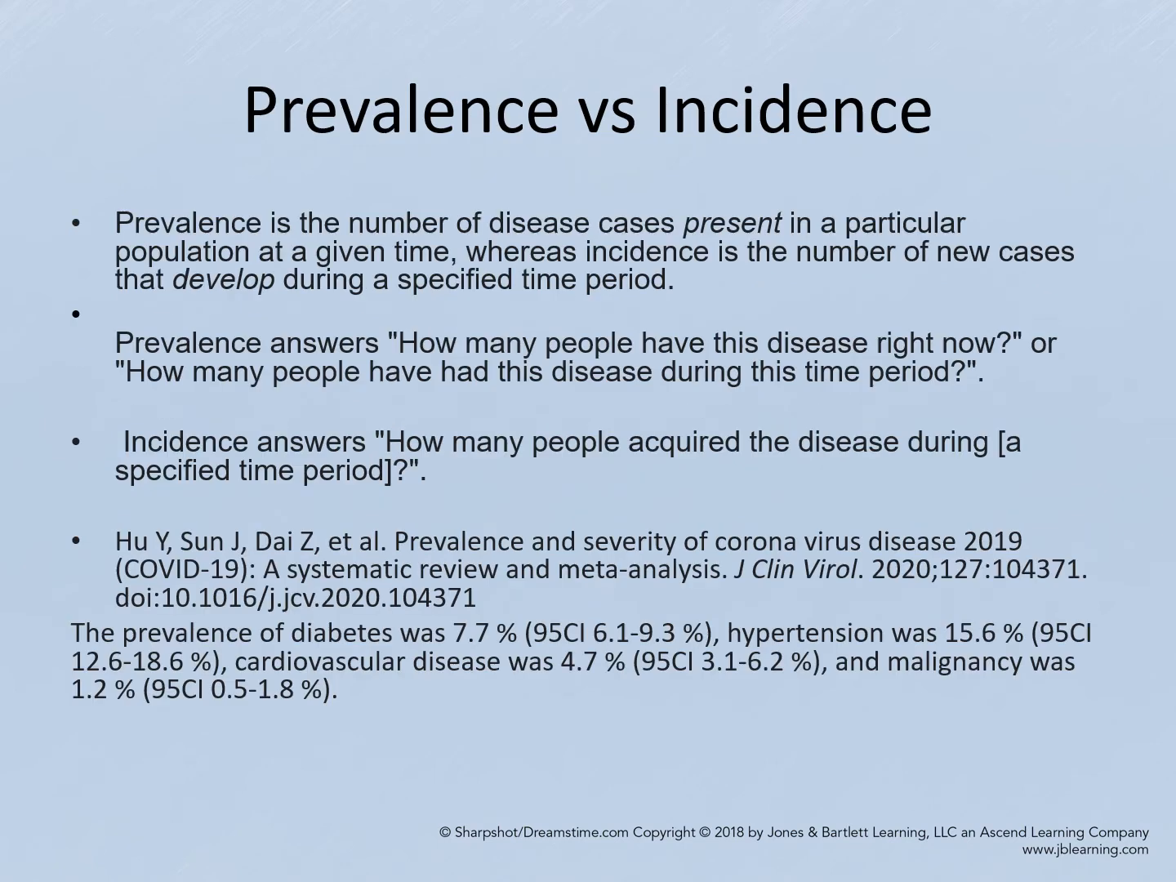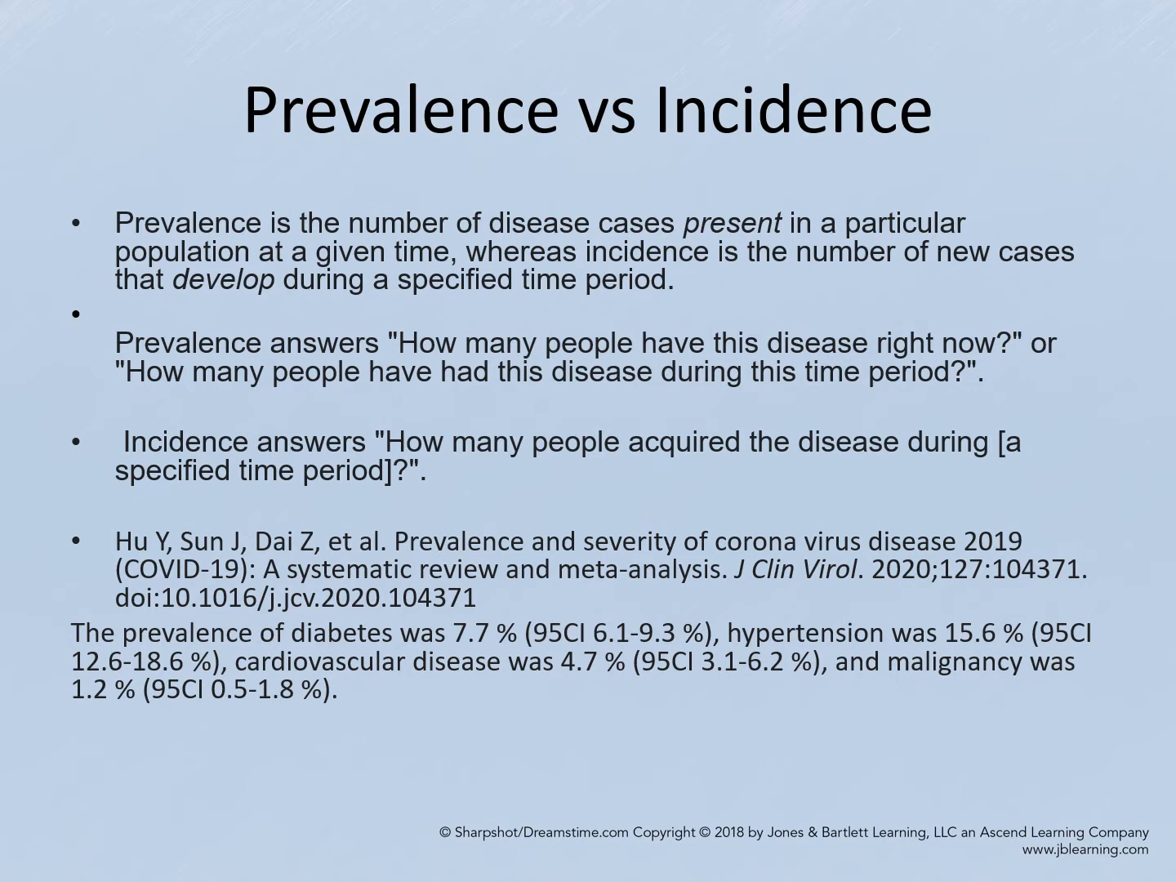So, differentiating prevalence and incidence. Prevalence is the number of disease cases present in a particular population at a given time, whereas incidence is the number of new cases that develop during a specified time period.